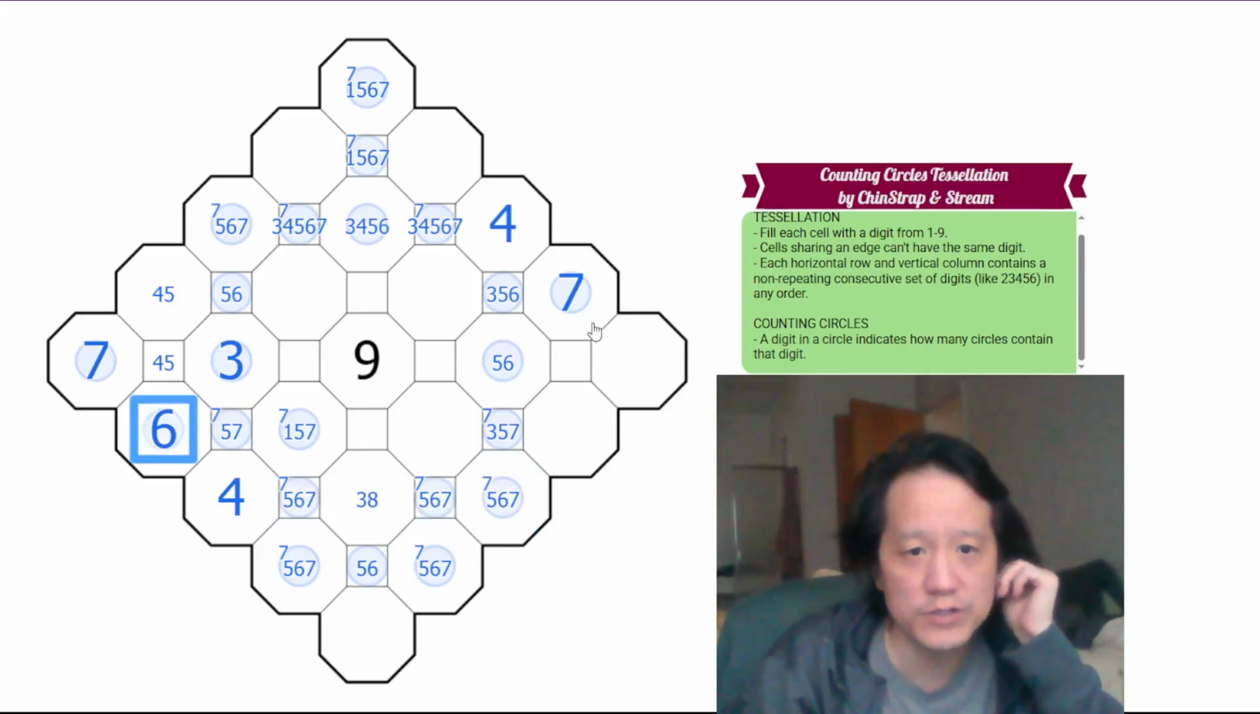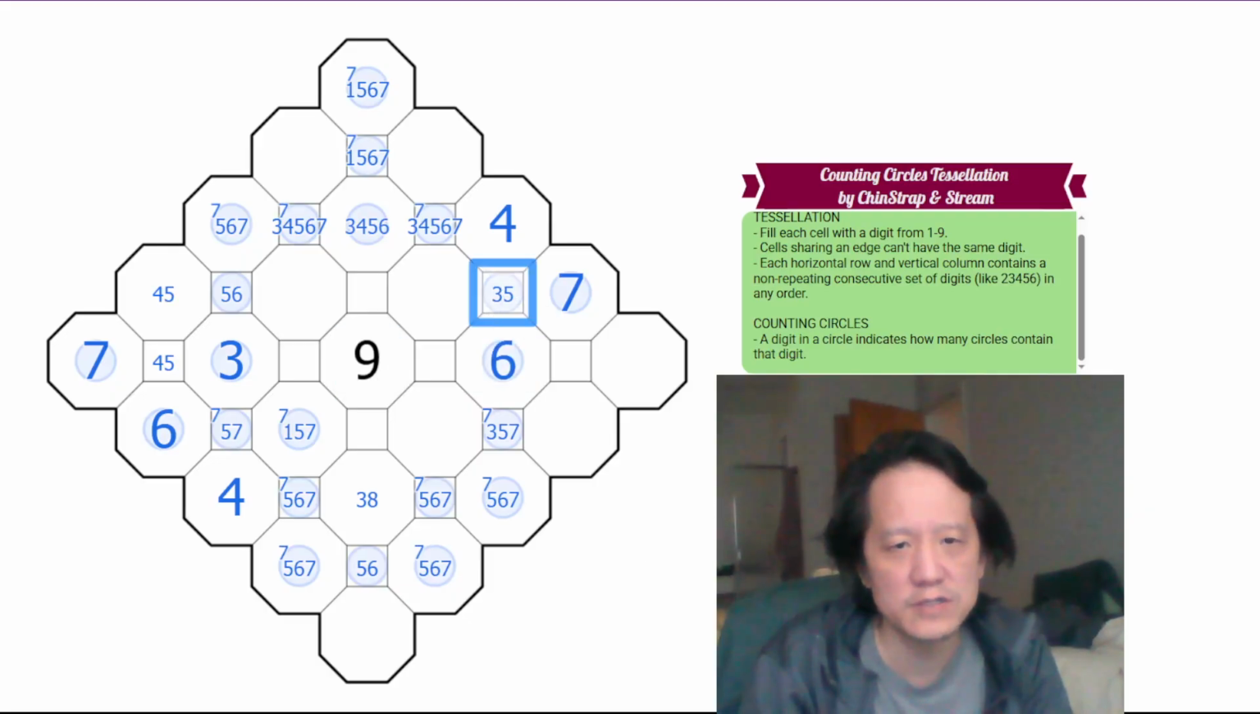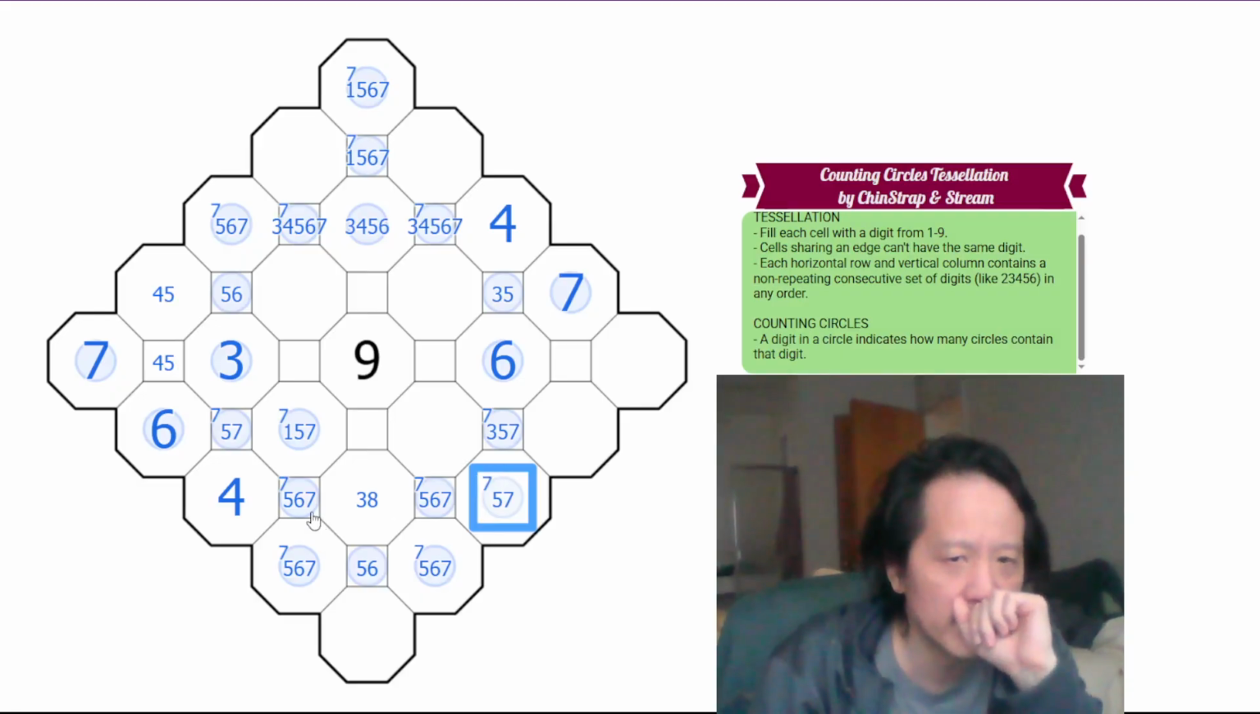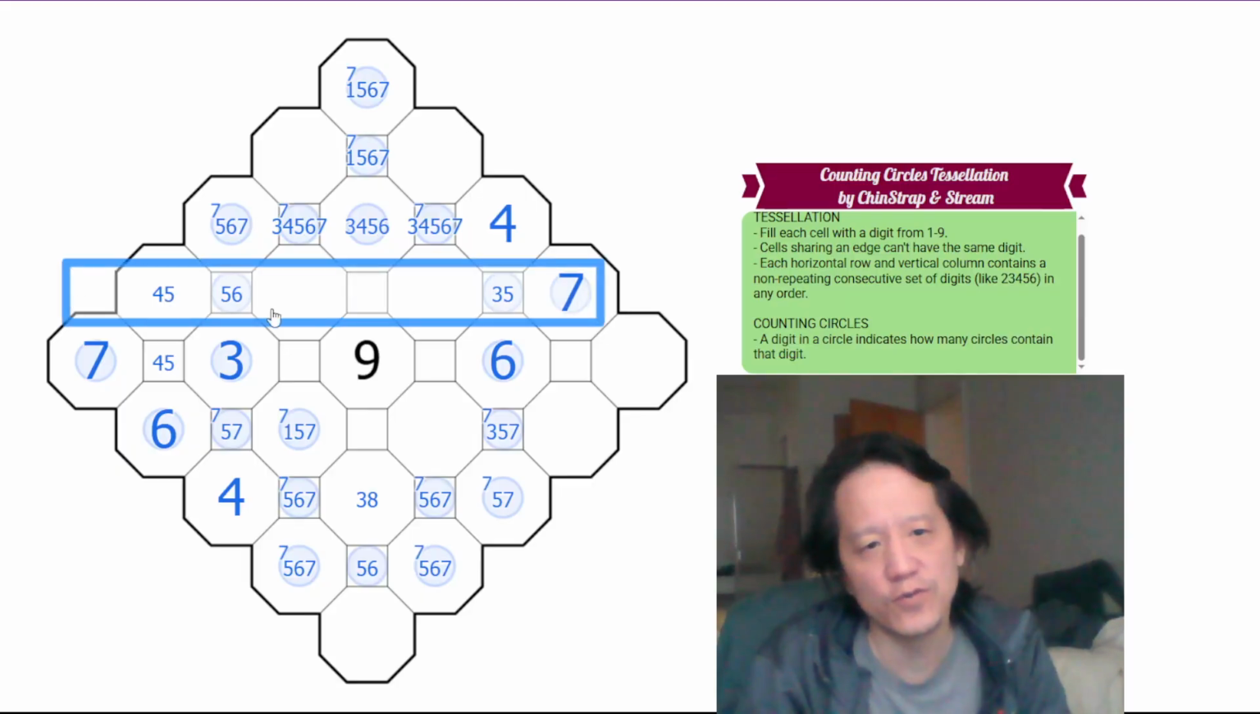6 here. Where is the 6 in row 5? It has to be here. So this is 6, which eliminates 6 in the rest of the column. Where is 6 in row 4? It has to be here.